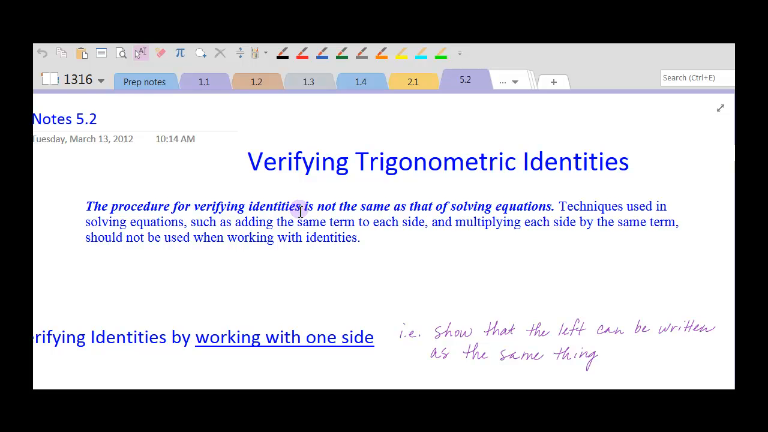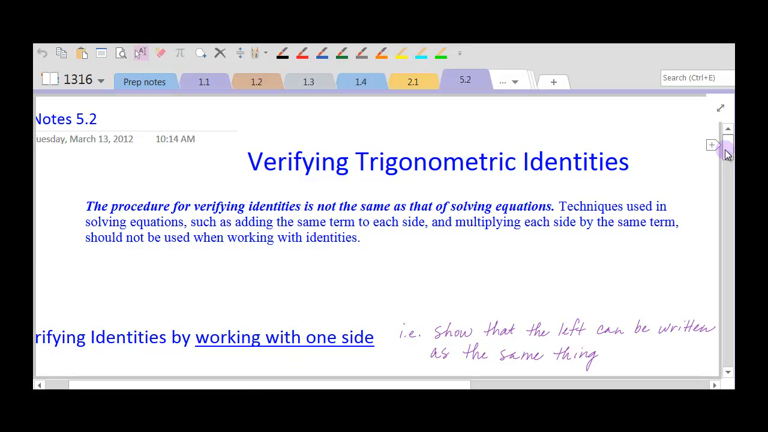Something that's very important that we want to point out is that when I'm talking about verifying an identity, that's not the same as just solving an equation. When I verify an identity, I work with one side typically of the equation and I try to verify that I can turn it into the other side. So adding and subtracting terms, multiplying by the same term, all of those things that you're used to doing when we solve an equation are not going to apply to verifying. So we're going to come down here and let's look at our first example.